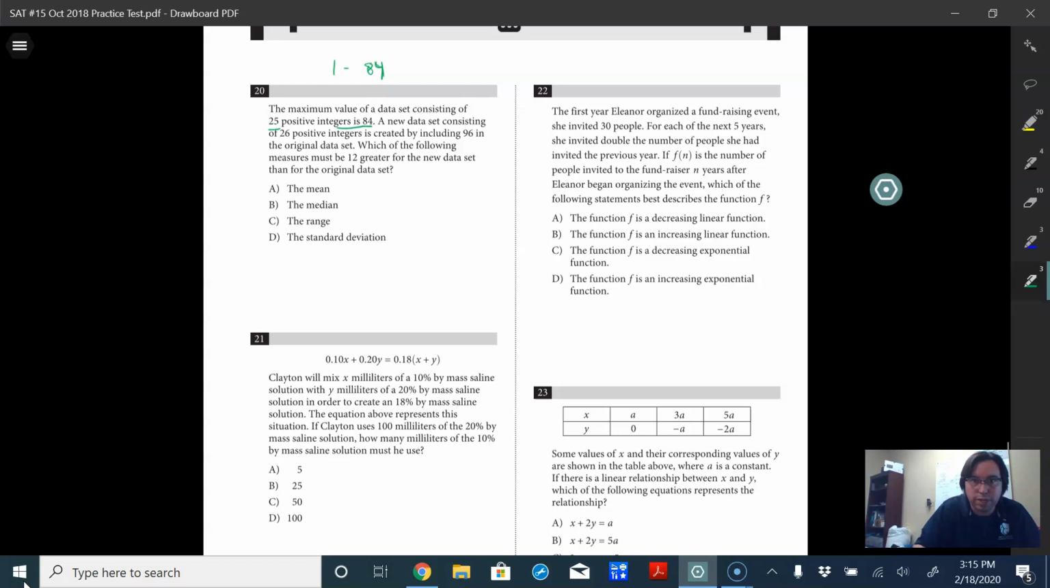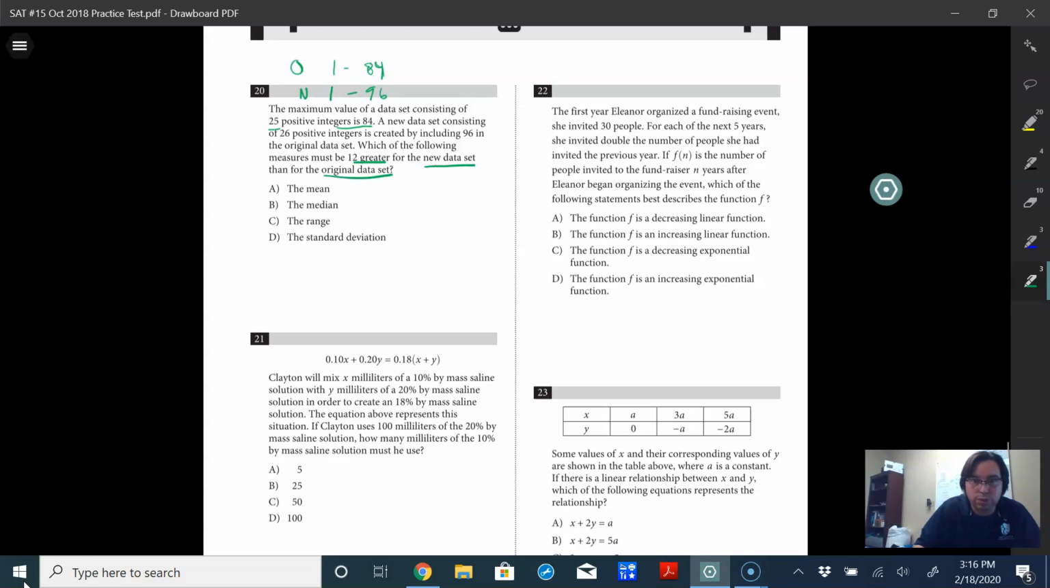And a new data set consisting of 26 positive integers is now created by including 96 in the original data set. So we're adding a value on here. Now the new data set, this is the old, this is the new, goes from 1 to 96, or hypothetically somewhere in between that range. Which of the following measures must be 12 greater for the new data set than the original data set?